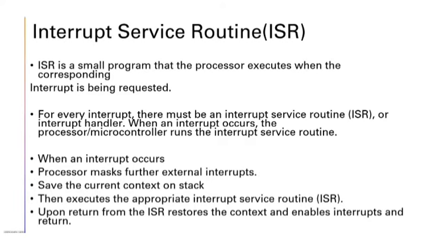Then it will save the current data, or current context, or current program details to the stack. Then it will load the appropriate interrupt service routine, which is the program, and then it will do the processing of the ISR, the interrupt service routine. Upon finishing the interrupt processing, it will restore the context and resume the normal processing. And then it will also enable further interrupts. So these are the steps that the processor will do on receiving an interrupt.